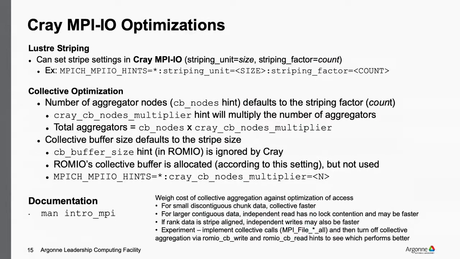Then there's also the collective buffer size. So this is going to influence, like I said, the stripe size. So I believe the default currently for Romeo is 16 megabytes, but you could set this higher or you could set this lower.